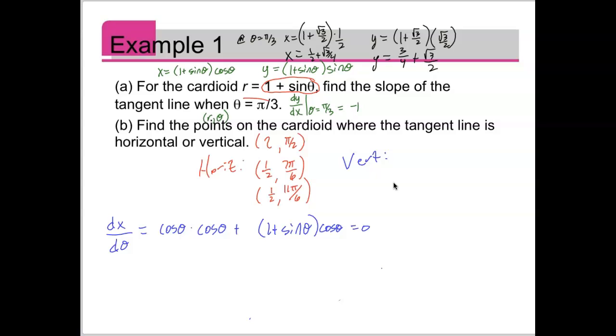Oh no, I'm sorry. I didn't take the derivative of the second. This should be minus. I didn't take the derivative of either factor there. So that should be sine theta. And this should be minus.